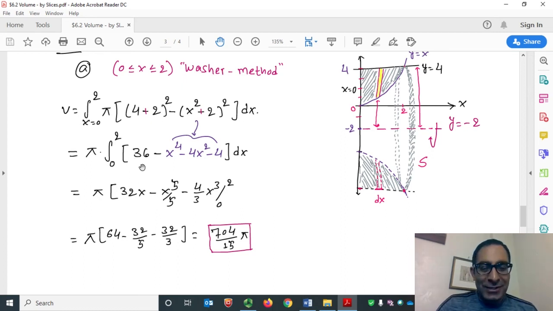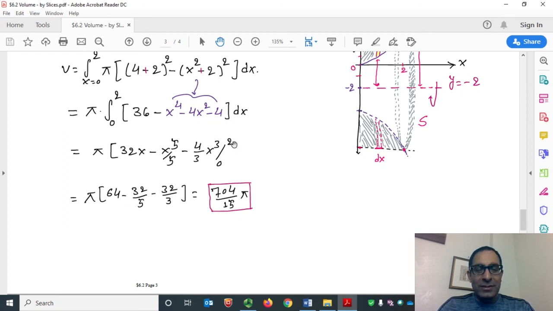Great. So the integration of 32 is 32x. Now minus, x to the power 4 becomes x to the power 5 over 5, minus 4 as it is. x squared becomes x to the power 3 over 3. So 4/3 x cubed. Put limits 0 to 2.